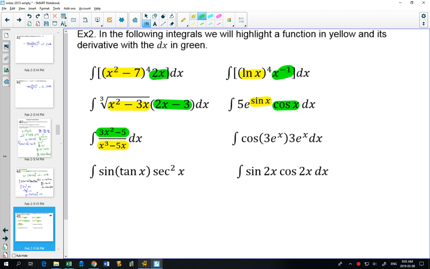Here, this one's a little bit easier. What's the inside function? This one right here, right? And where's its derivative? Right there. Do we see an inside function and its derivative in the next one? Yes. The inside function is tan. Its derivative, secant squared. This one is missing dx at the end.